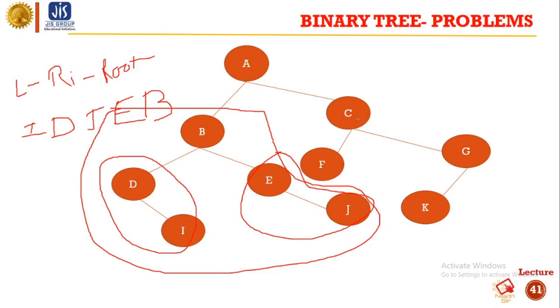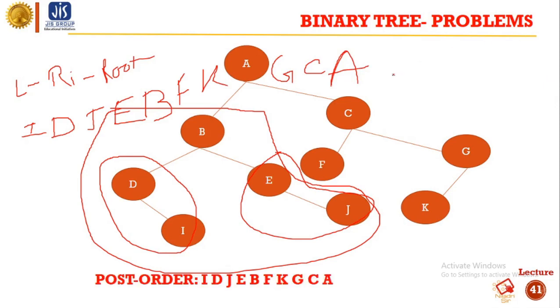So this is C, this is root, then come to the left part, that is F. After left it will be right, so this part will happen. So G and K, G is the root, so it will be first K, then G, then C. And at the last it will be A. So it is I D J E B F K G C A. Okay, so this is the total.